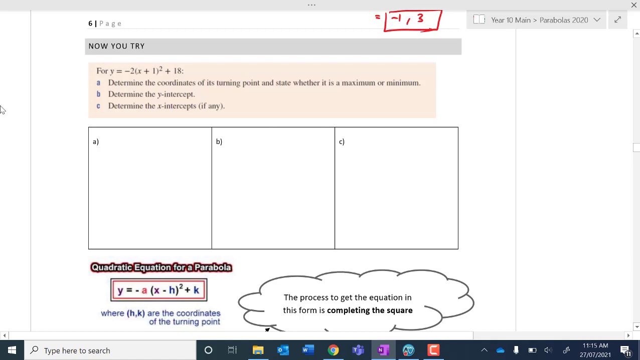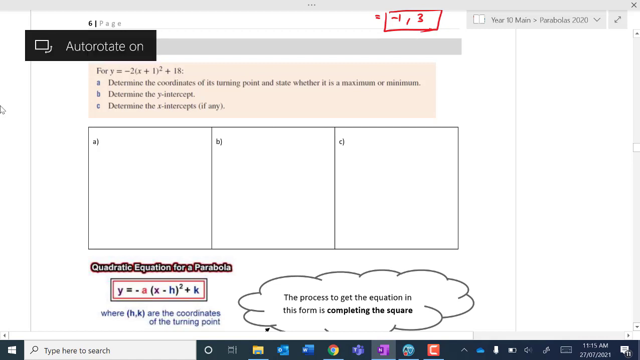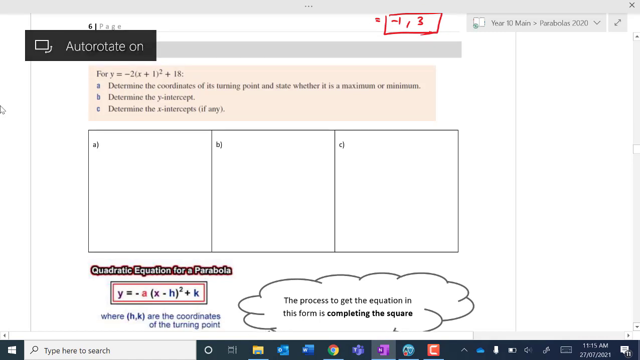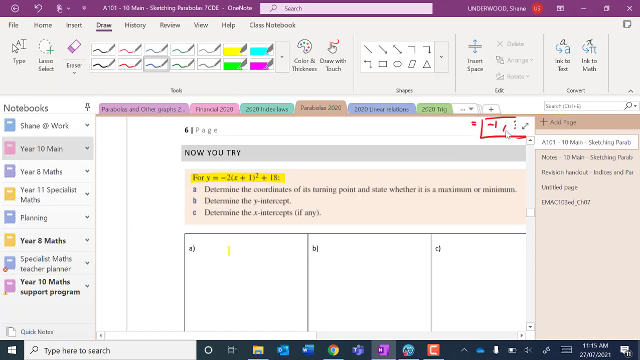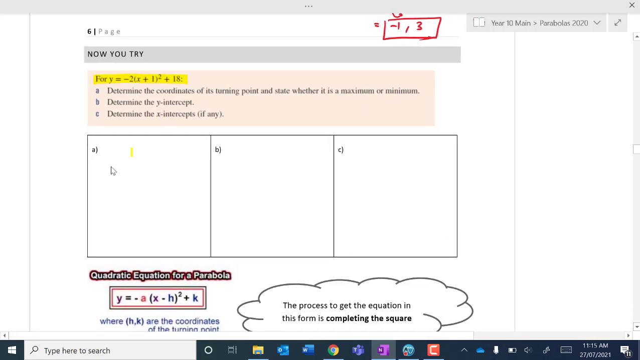All right, so let's have a look at this, and hopefully you have tried it at home. So we're looking at sketching this graph. Let's have a look at the important things. If it's in turning point form, we have y is equal to a, which is some dilation factor, times x minus h squared plus k.